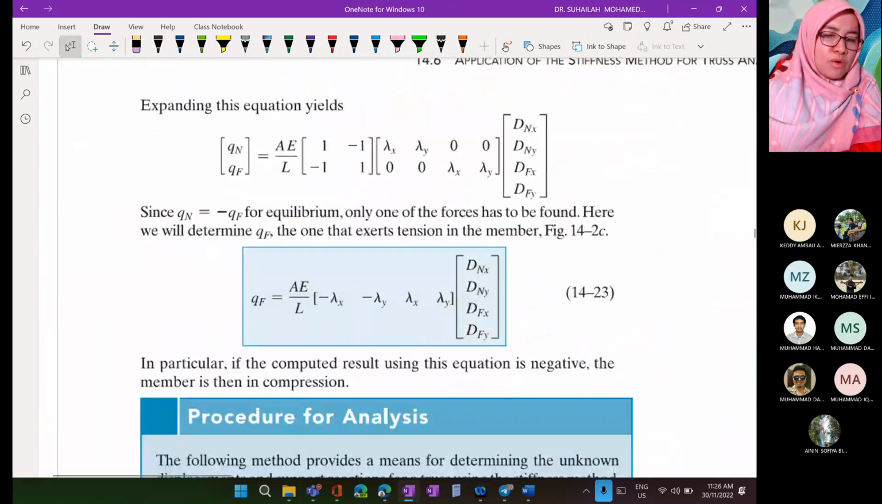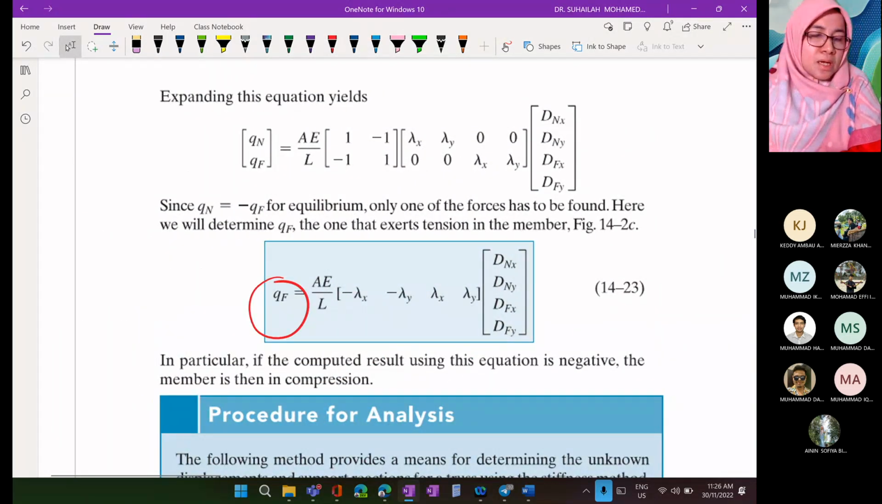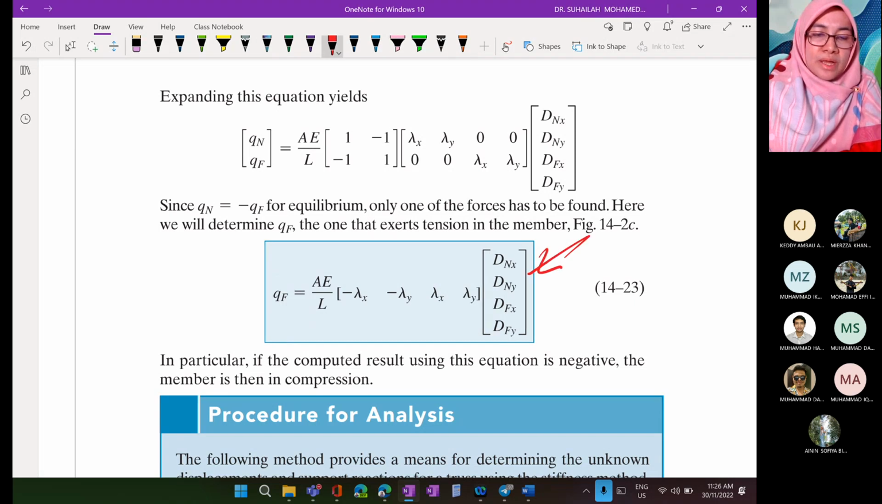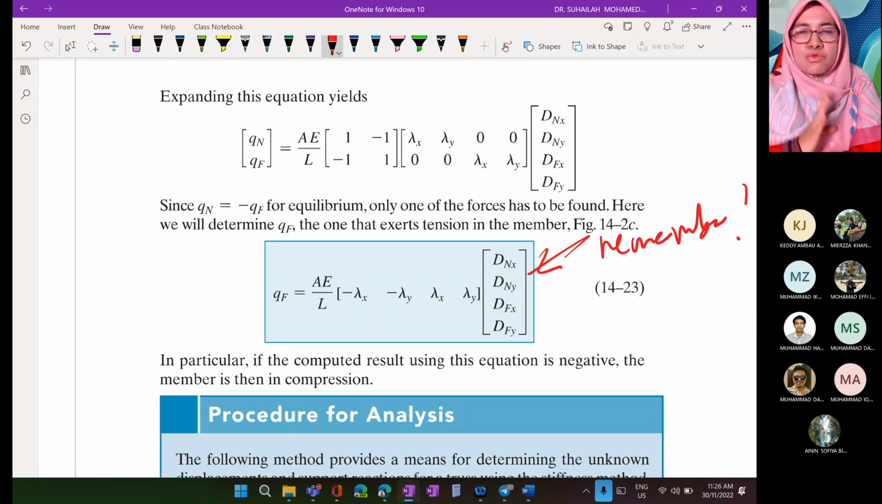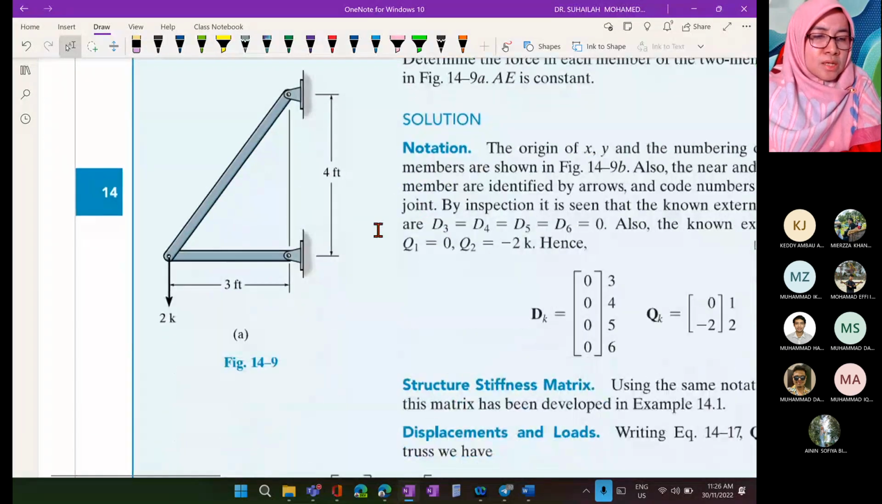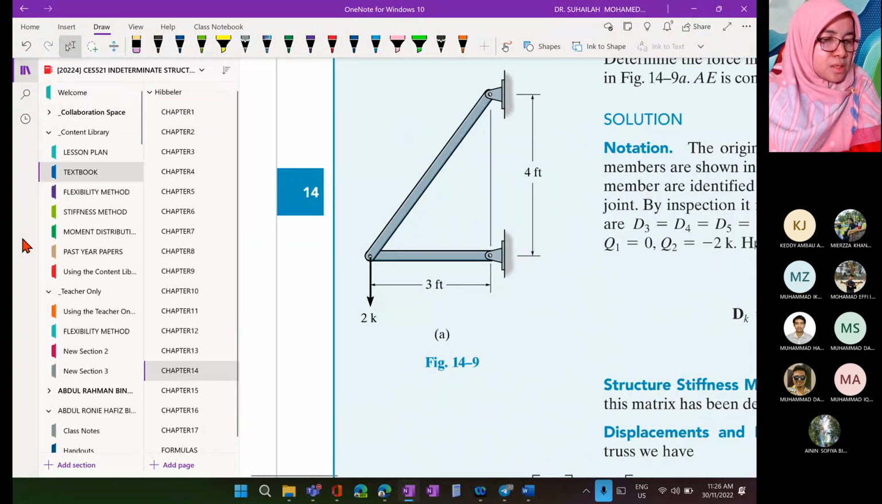And actually, this is the formula to calculate member forces. Reaction we get directly from the force displacement equation, but for member forces, we have to remember this formula. Okay, this one you have to remember. This is the formula to calculate member forces in the truss. Okay, so this is the procedure. Please read on your own. Basically I have copied this and put it into the stiffness method.